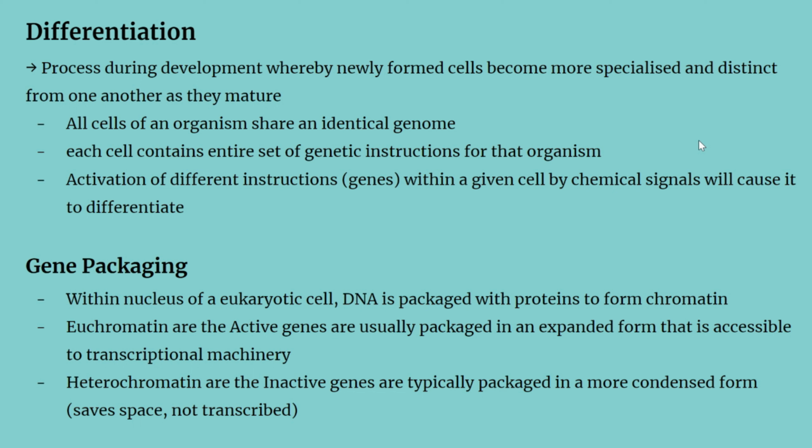Euchromatin are the active genes that are usually packaged in an expanded form that is accessible to transcriptional machinery. So euchromatin basically means these are the chromosomes that are most frequently used, and hence they are loosely kept so that they are easily accessible by the different organelles in the cell, so that they can be transcribed. And then you also have heterochromatin, which are the inactive genes. That means they're not used as much, and hence, in order to save space, they are typically packaged in a more condensed form, and hence they are not transcribed as well.